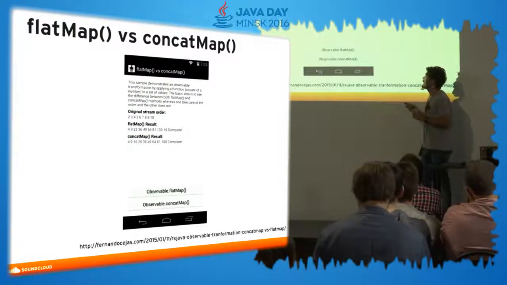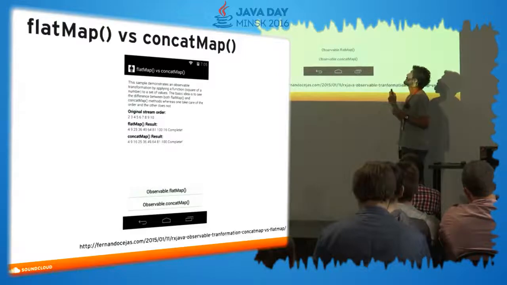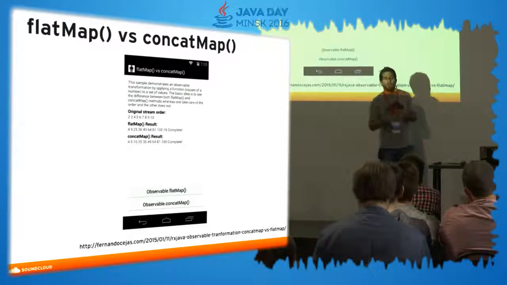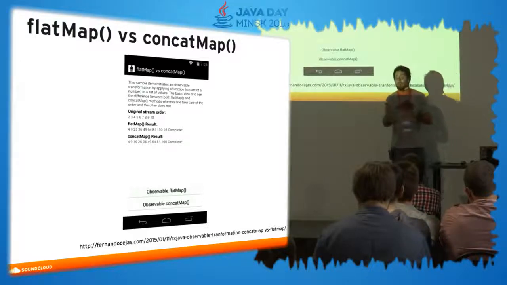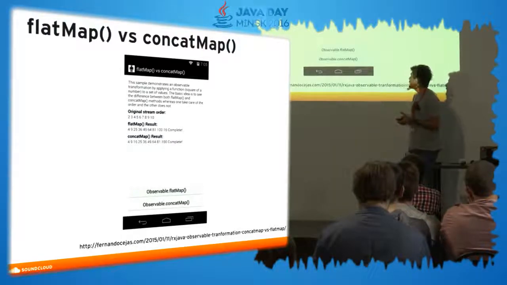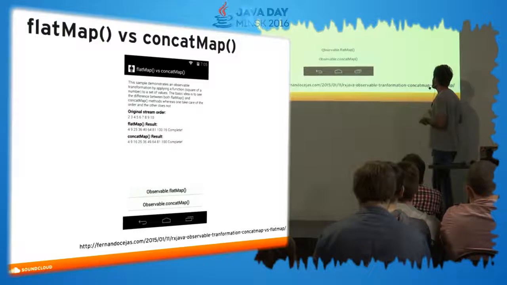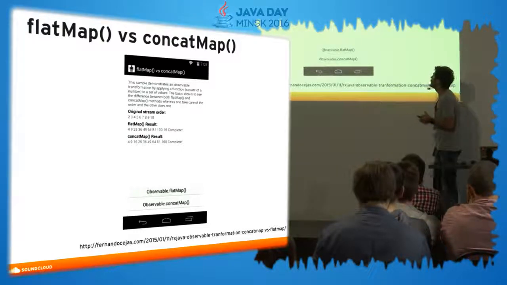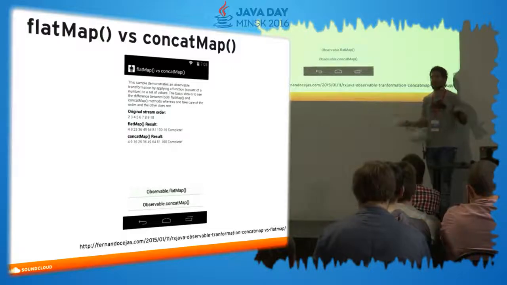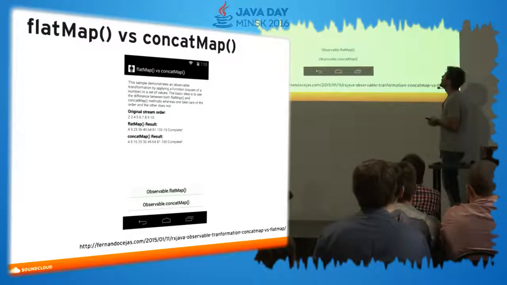I actually wrote an article about the difference between flat map and concat map, and especially I dive into the internals of how each of these operators works. So yeah, this is a blog post. If you're interested in that, just go for it. I'm going to share this presentation afterwards. Basically, here I'm just showing what happens with the result.